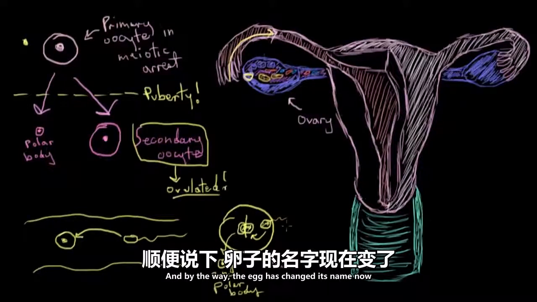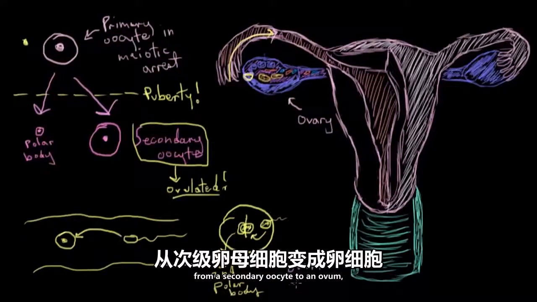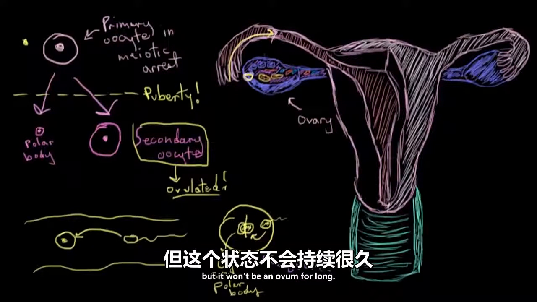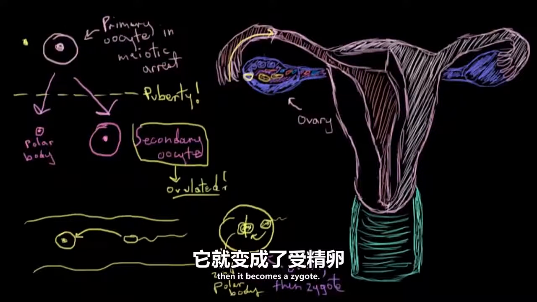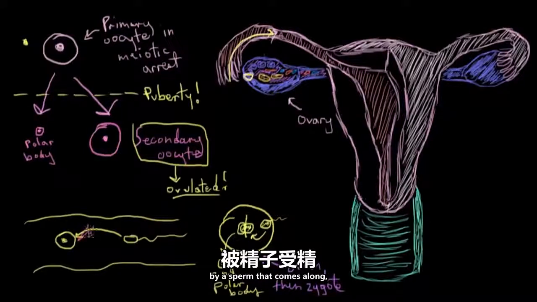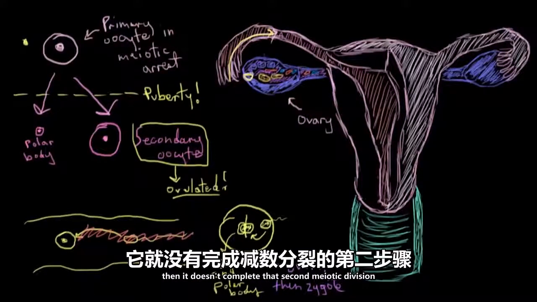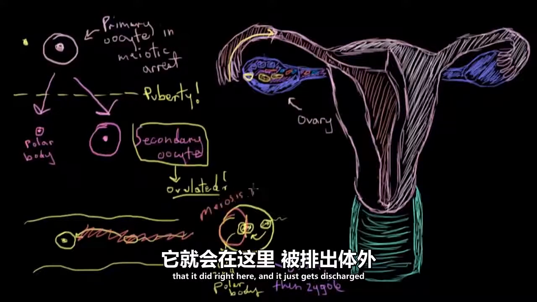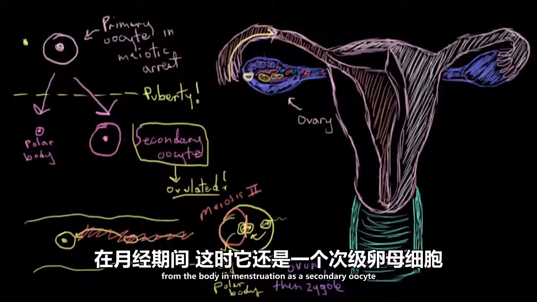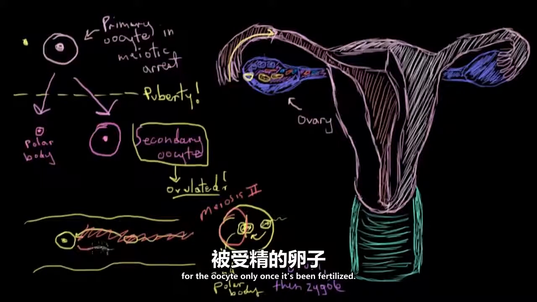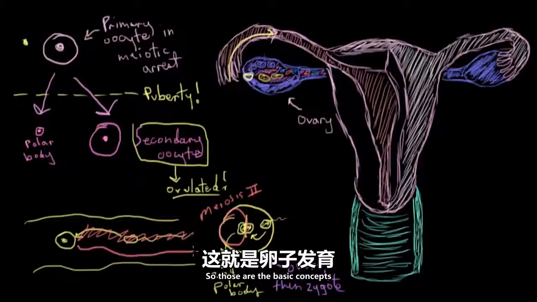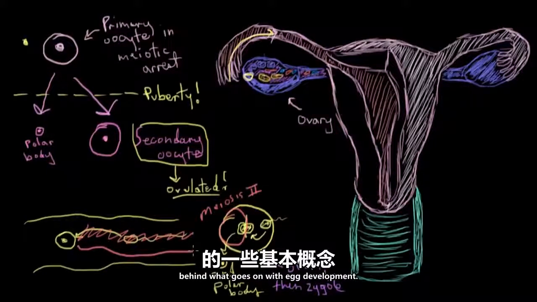And by the way, the egg has changed its name now from a secondary oocyte to an ovum. But it won't be an ovum for long. Once the sperm nucleus fuses with the egg nucleus, then it becomes a zygote. So let me just clarify that if the egg doesn't get fertilized by a sperm that comes along, then it doesn't complete that second meiotic division, and it just gets discharged from the body in menstruation as a secondary oocyte and not as an ovum, because the name ovum is reserved for the oocyte only once it's been fertilized. So those are the basic concepts behind what goes on with egg development.